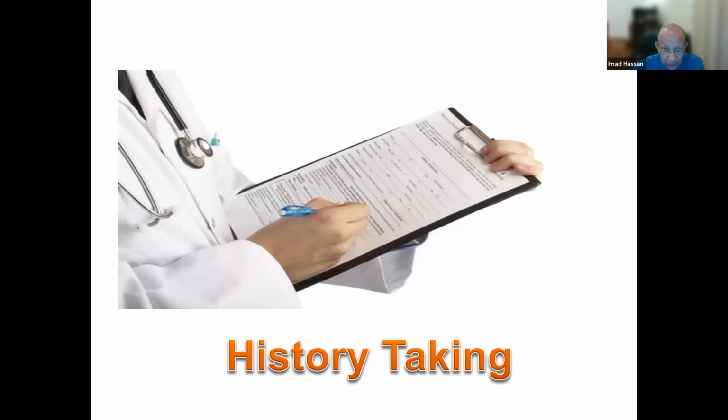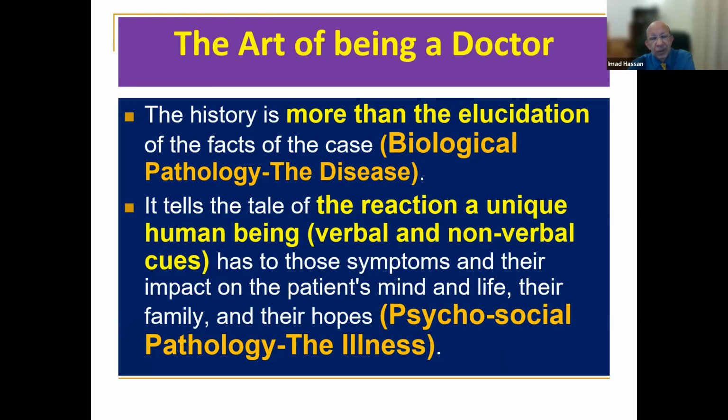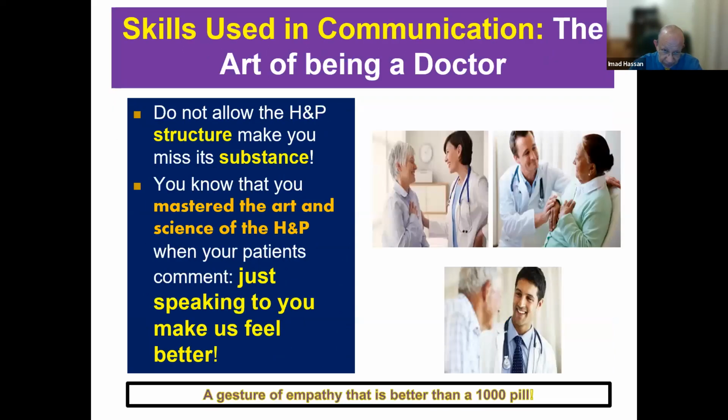Now, I'll just mention a few things about history taking, because these are important things, right? Many people think that history is just for diagnosing the disease. It is true that history is for diagnosing the disease, or what is called the biological pathology, right? But history is also about something else, which is called the psychosocial pathology, or the illness. So we take history to know the disease, but we also have to find what's the illness. The illness is the impact of the disease on the patient. So when we take history, we need to know two things: the disease and the illness. These are two separate things, right?